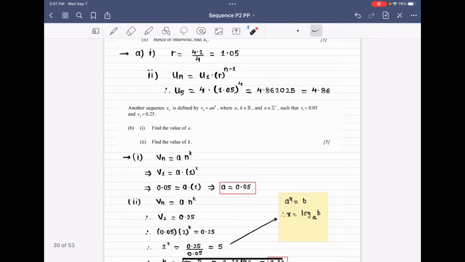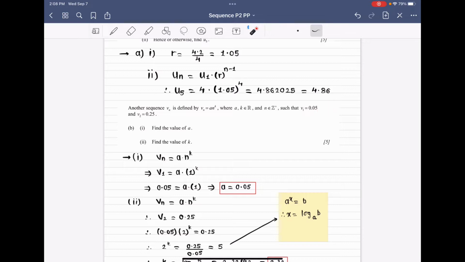Another sequence Vn is defined by Vn is equal to a times n raised to k, where a, k belong to the real numbers, n belongs to Z plus, because n is a term number: it cannot be 0, cannot be a decimal, cannot be negative, cannot be a fraction. Such that v1, the first term, is given as 0.05, v2, the second term, is given as 0.25.